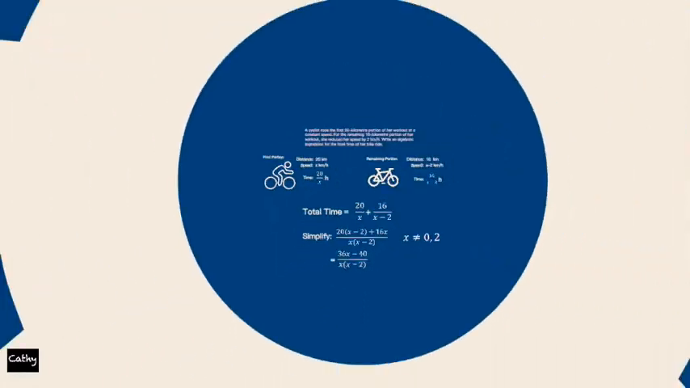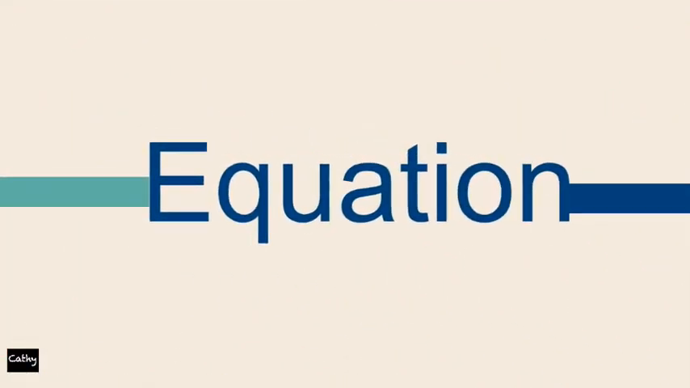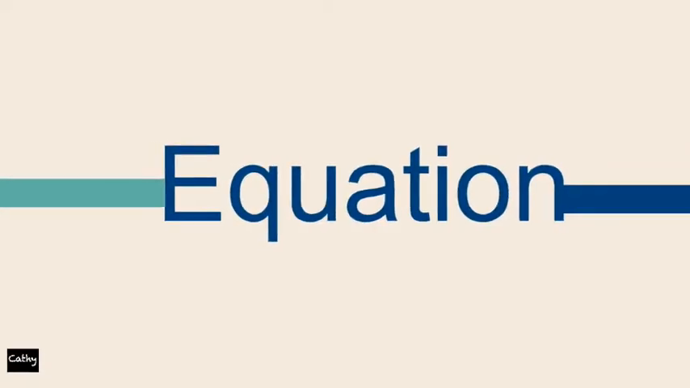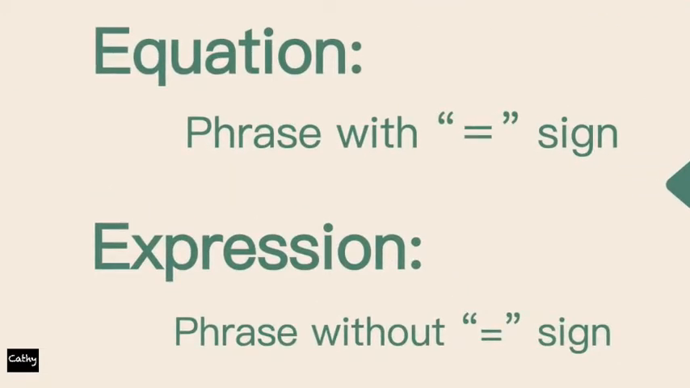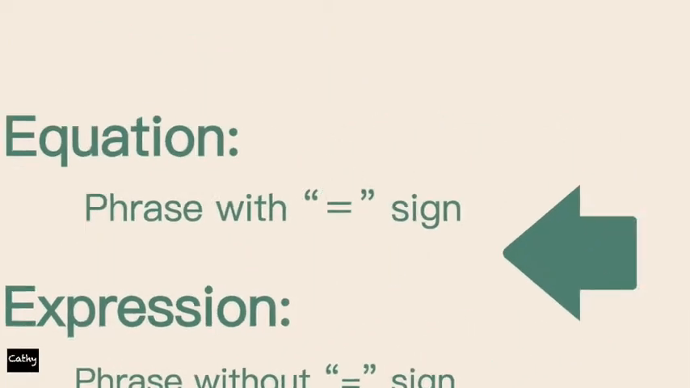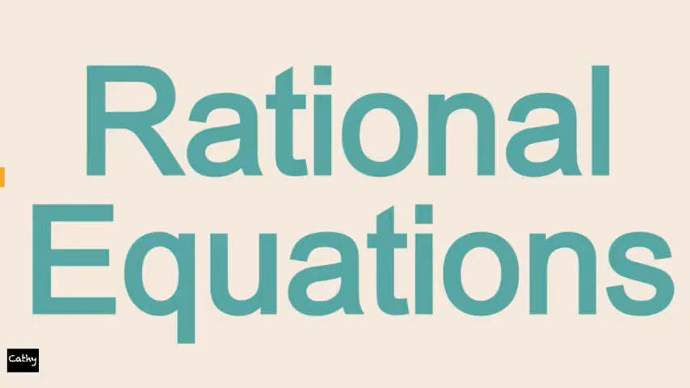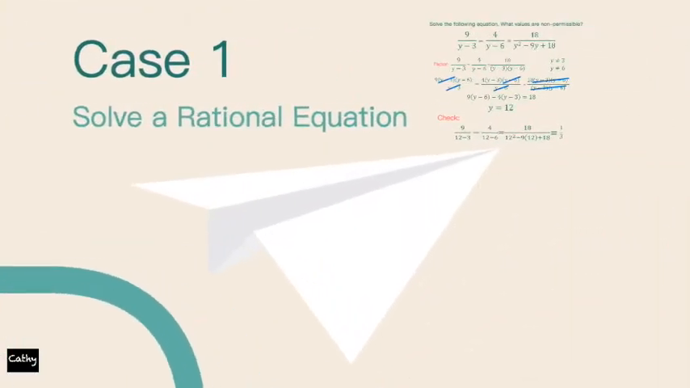Then we come to equations. What's the difference between an equation and an expression? An equation is a phrase with an equal sign, and an expression is a phrase without an equal sign. And here comes 6.4, rational equations. Case 1. Solve a rational equation.